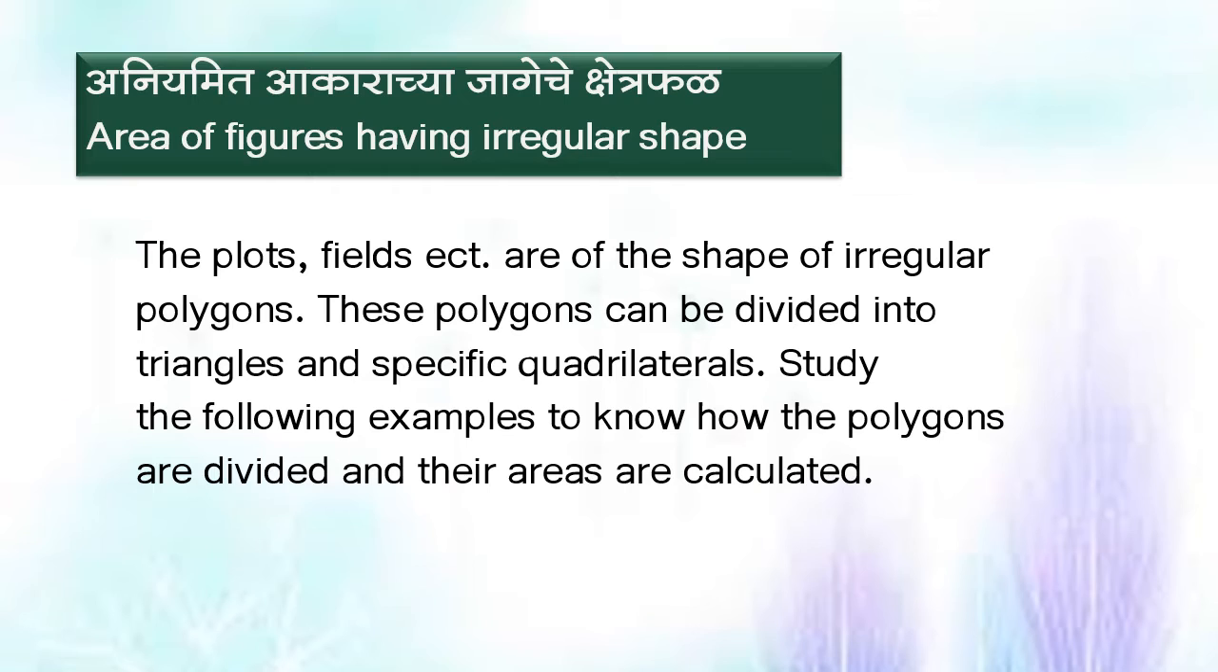Dear friends, there are many plots or fields which are of the shape of irregular polygons. Now when we want to find the area of such figures, these polygons can be divided into triangles and specific quadrilaterals. So let's study some types of examples to know how the polygons are divided and their areas are calculated.